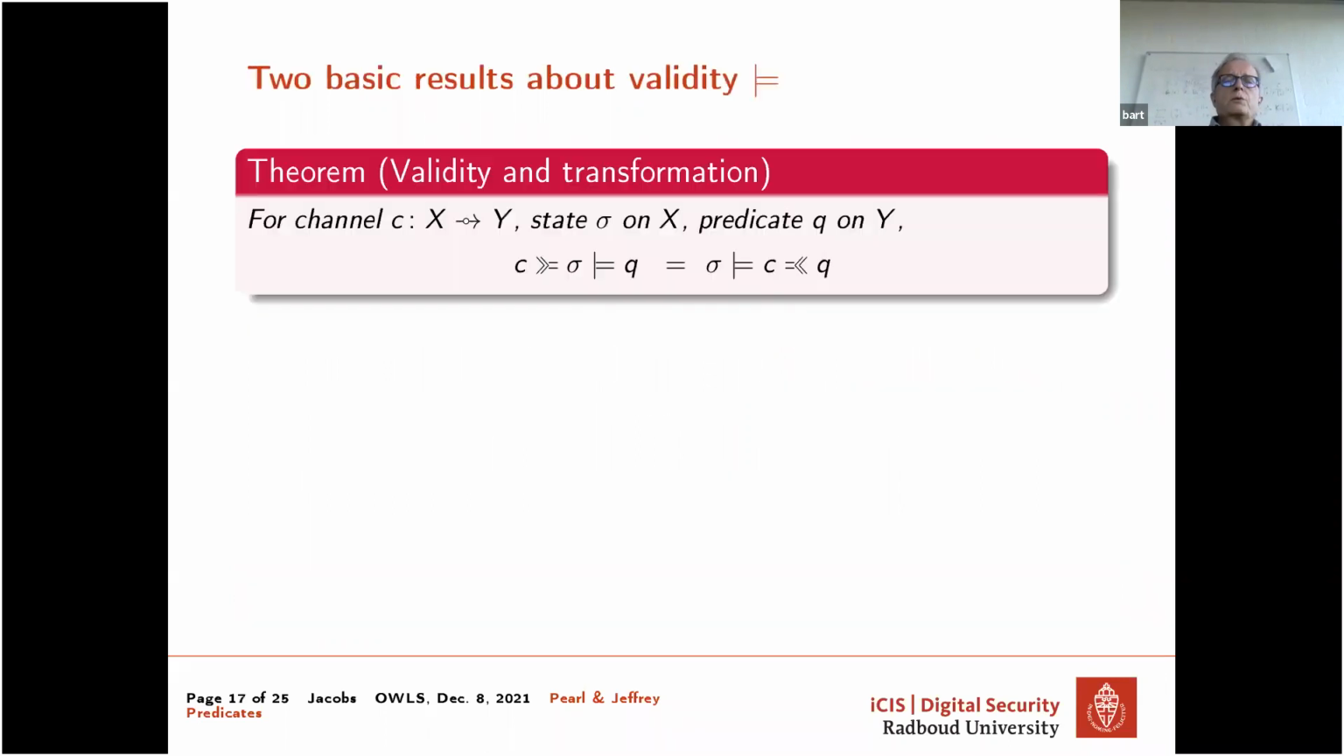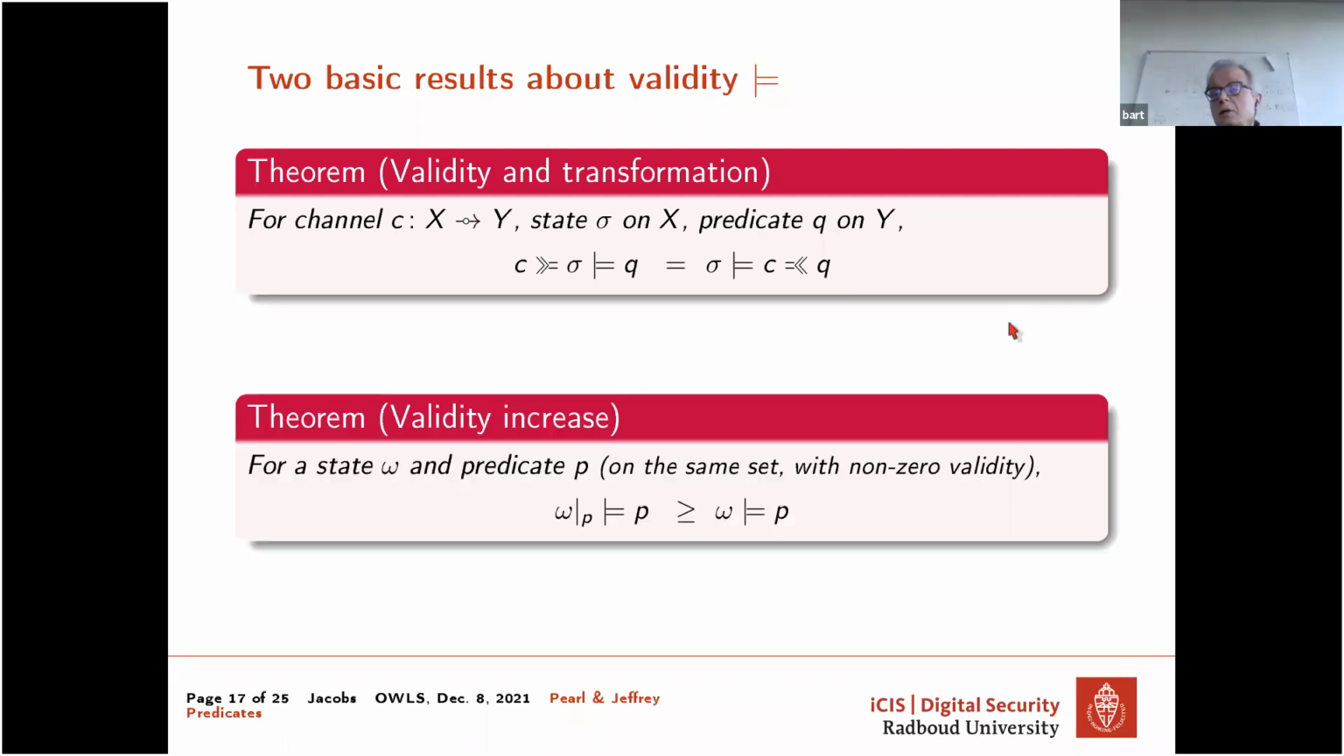So there are two results about validity which are useful. If I have a channel from X to Y, a state on the domain and a predicate on the codomain, I can push the state forward, so I get a state on Y, and look at the validity of the predicate Q on Y there. And this validity is the same as the validity in state sigma on X of the predicate Q pulled back along the channel C, which is a predicate on X.